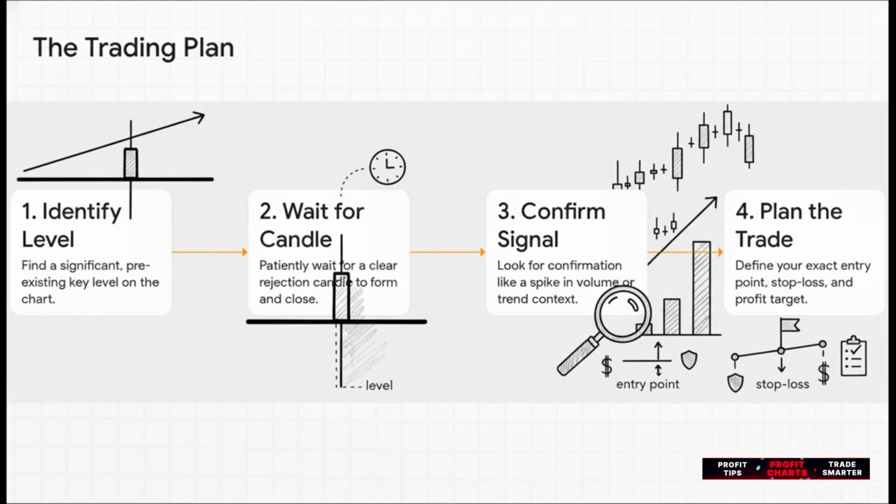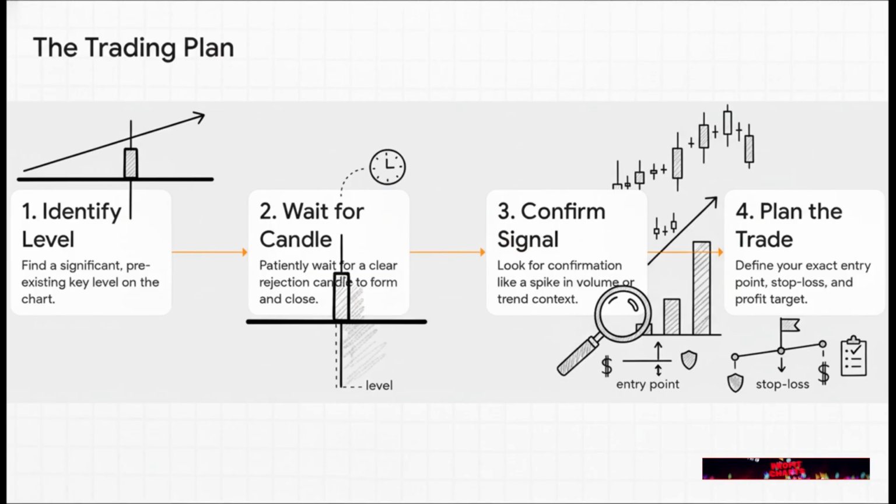Step 2, wait for the signal. This is all about patience. You have to wait for a clean rejection candle to form and close right at your level. Don't you dare jump the gun. Step 3, get confirmation. Now, a rejection candle is strong, but it's even stronger if you have other clues backing it up. Is the overall trend on your side? Did volume spike when the rejection happened? These things add conviction. And finally, step 4, plan your trade.